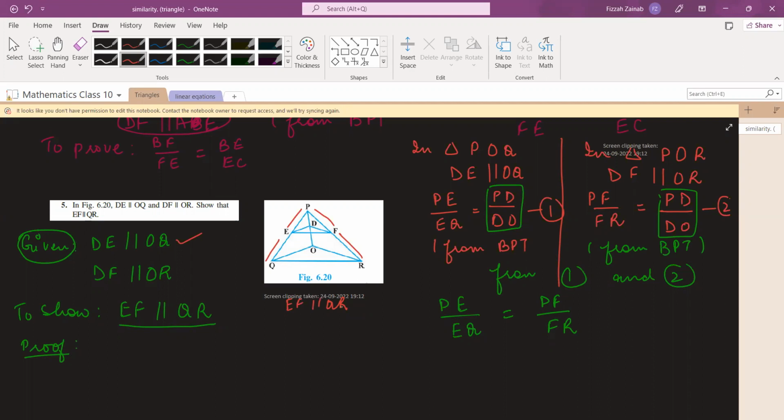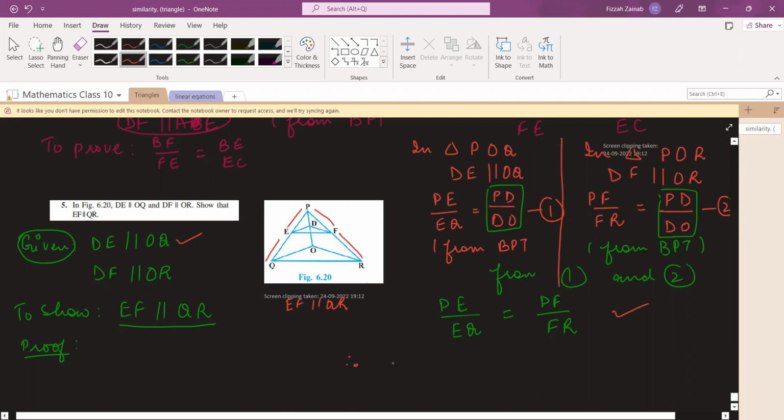So I have already got this ratio. PE upon EQ is actually equal to PF upon FR, that we have already proved. So therefore, we can say that line EF is parallel to QR. Why can we say? Converse of BPT. So both the theorems we are using. One time BPT we are using, then one time converse of BPT also we are using.